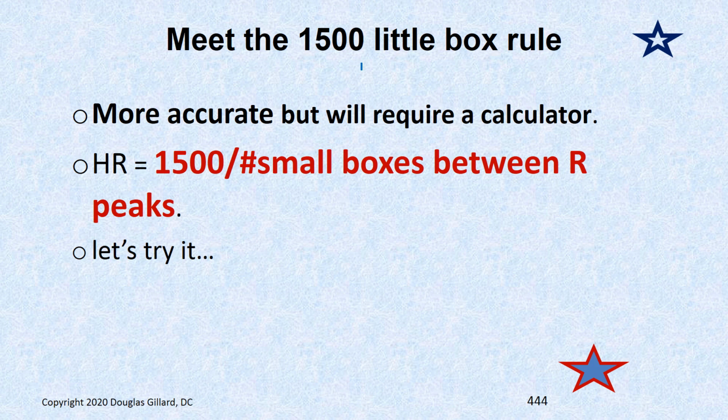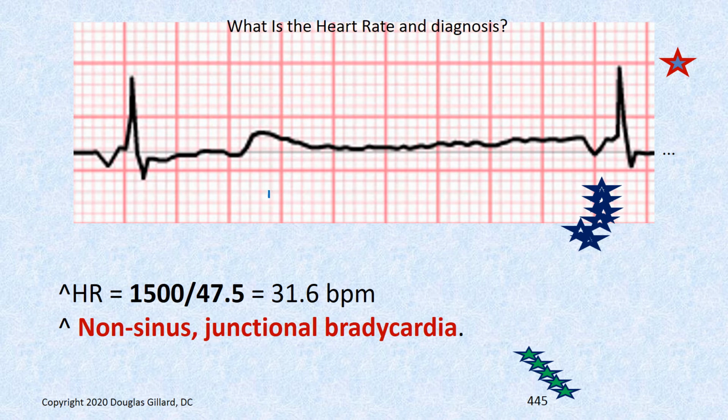The 1500 little box rule, you should probably know about that if you don't already. If you want to calculate precisely, you count the number of small boxes, and it's 1,500 divided by the number of small boxes, and it works pretty well.